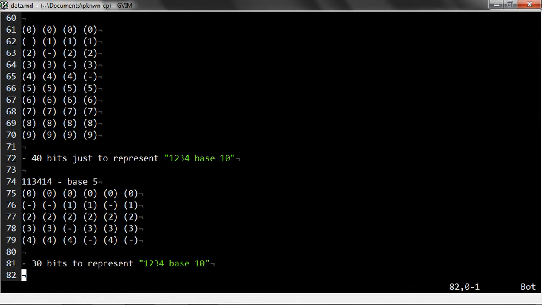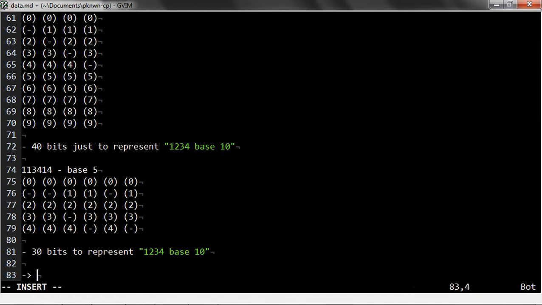Kasi ang base 1 parang, pasakali lang, base 1 is equivalent to 1 for every item. So kung ano, 6 is magiging 000000, and that's not efficient. You're going to need 1234 zeros to just represent anything in base 1, yung 1 2 3 4 in base 1. So in reality, ang gagamitin natin is base 2.